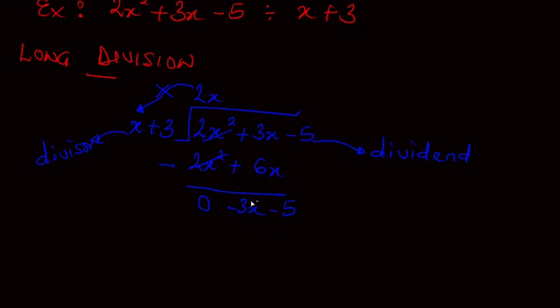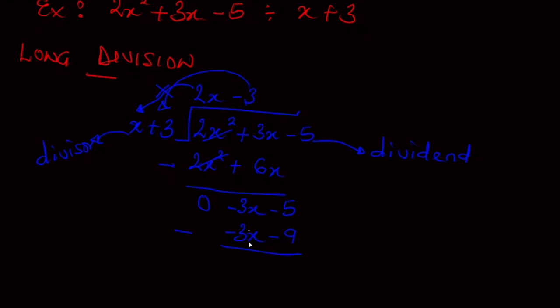So just as a recap, then we'll go again with the same thing we did. Remember, we have minus 3x minus 5 here. We'll go one more step, and we use the first term of the divisor to divide the first term of the dividend. In this case, this is now our dividend, minus 3x minus 5. So x goes into minus 3x to give us minus 3, and we use this minus 3 again to multiply the divisor. So minus 3 times x will give me minus 3x, and minus 3 times plus 3 will give me minus 9.